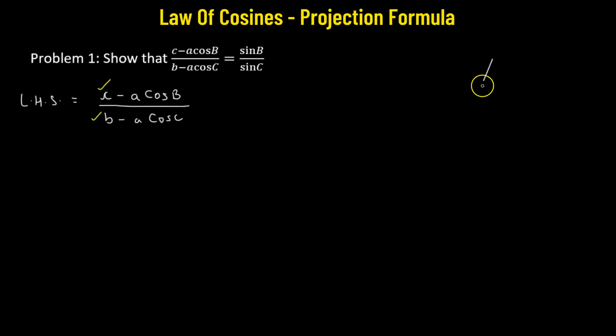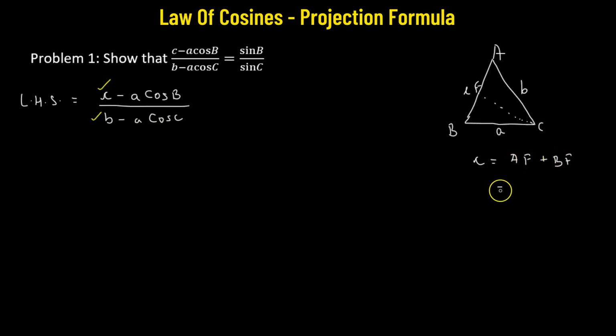To do that, let's try to remember what the projection formula told us. So let's say we have our triangle ABC, and the sides opposite angles A, B and C are represented by the letters a, b and c in lowercase respectively. Since we have to find out the value of c, which is the length of side AB, we're going to drop a perpendicular from the vertex C on AB and call it F. So that means the length c equals AF plus BF. AF is simply b times cosine of angle A, and the value of BF will be a multiplied by cosine of angle B.